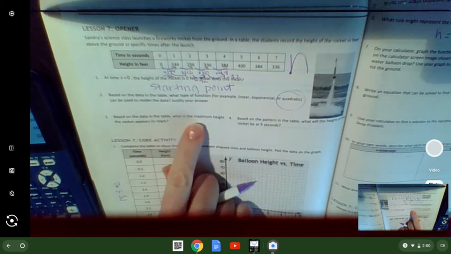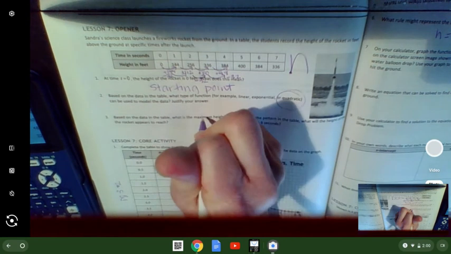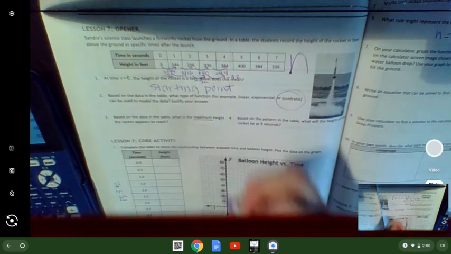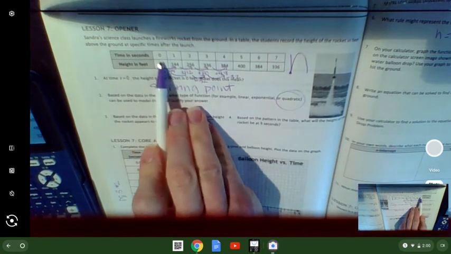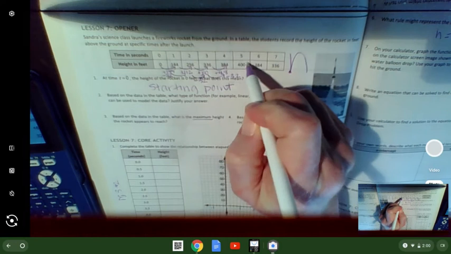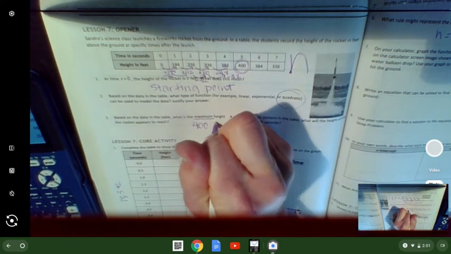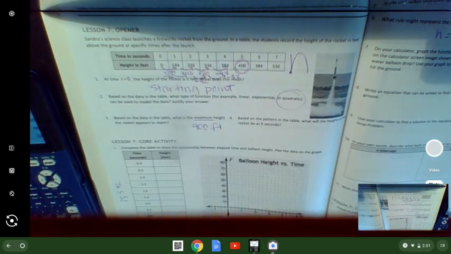Based on the table, what is the maximum height of the rocket? Okay, now you may be thinking, how am I supposed to know which one is the maximum? Well, think about what the word maximum means. It's the highest. So if I look at height, my highest height is actually going to be, bingo, right there, 400 feet. Maximum means highest, so it has to be 400 feet. Anything else surrounding that is lower.